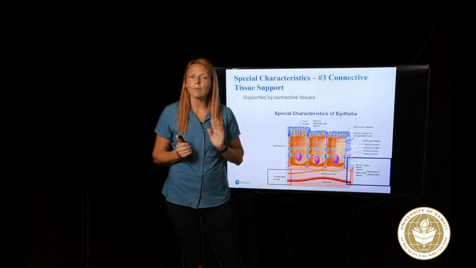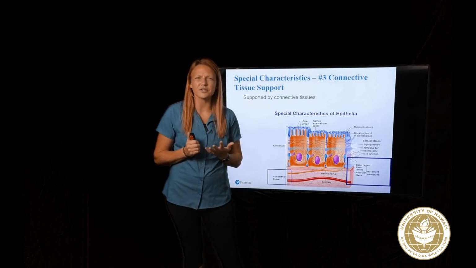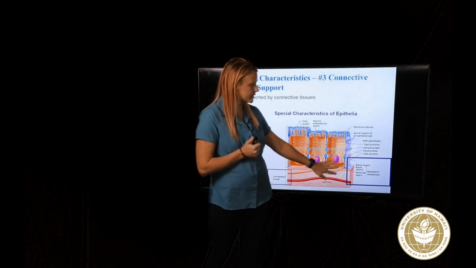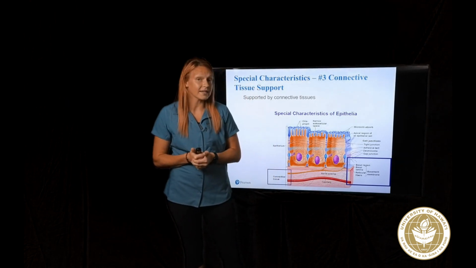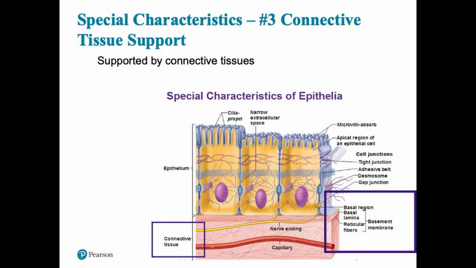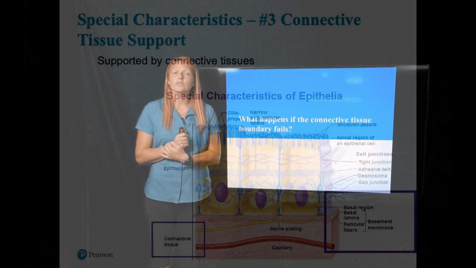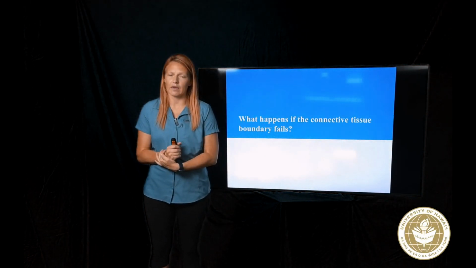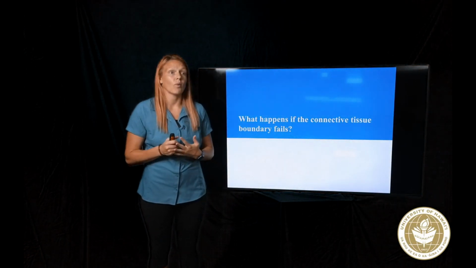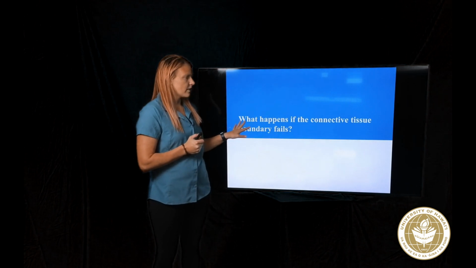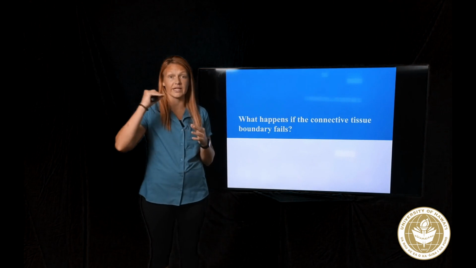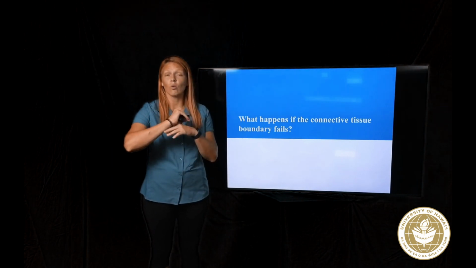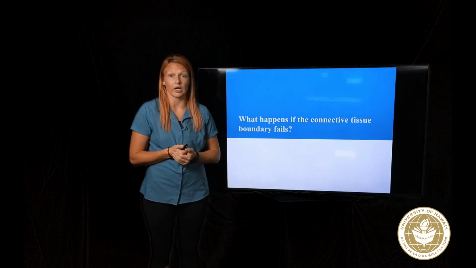So you may be wondering, why are you spending so much time talking about this basement membrane? Anybody have an idea why we need the basement membrane? So what do you think would happen if that basement membrane fails? What happens if that connective tissue boundary, where that basement membrane meets the connective tissue, fails in our epithelial tissue?